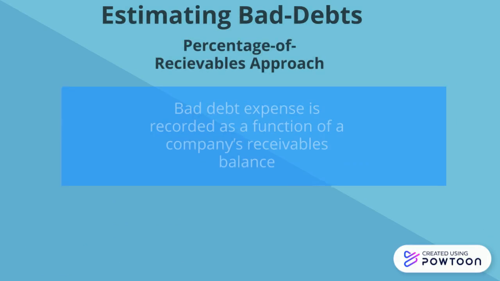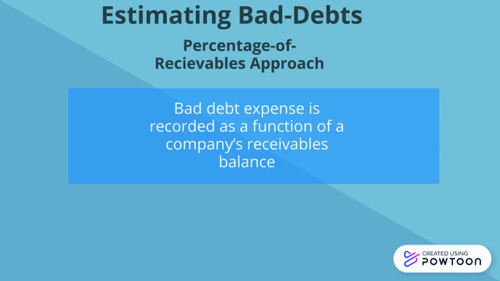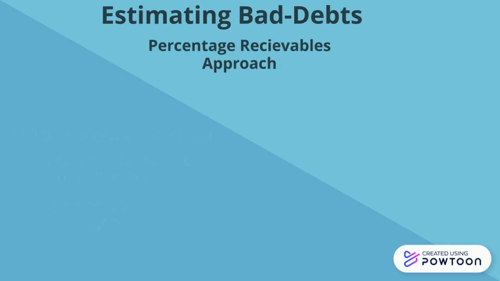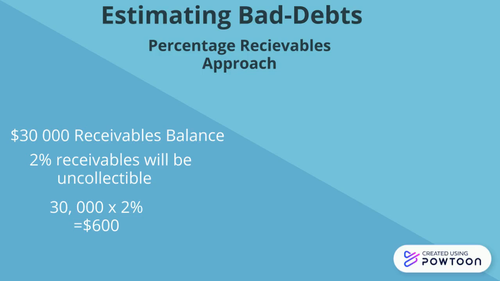The percentage of receivables approach is where bad debt expense is recorded as a function of a company's receivables balance. It is a bit more complicated than percentage sales approach, however, it does result in a more meaningful value. So how does this approach work? Let's just say a company has a $30,000 receivable balance. From past experience, it estimates that 2% of receivables will be uncollectible. You simply multiply $30,000 by 2% to give you $600.